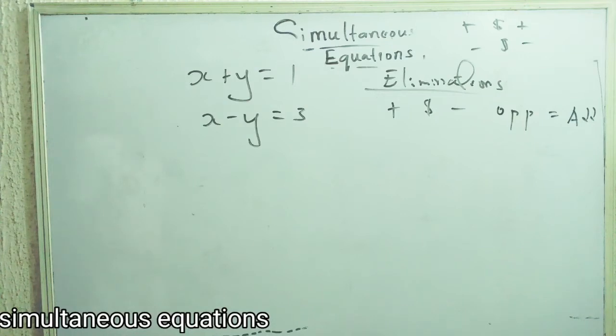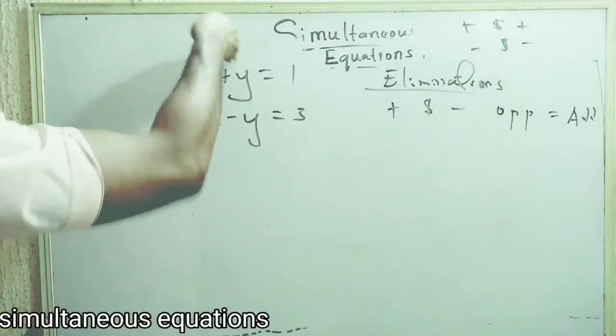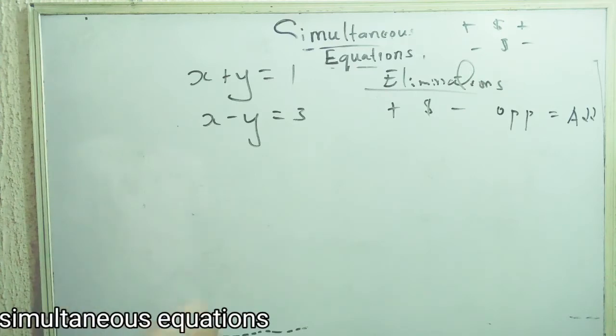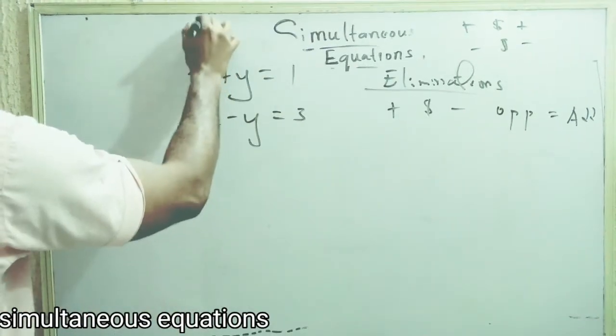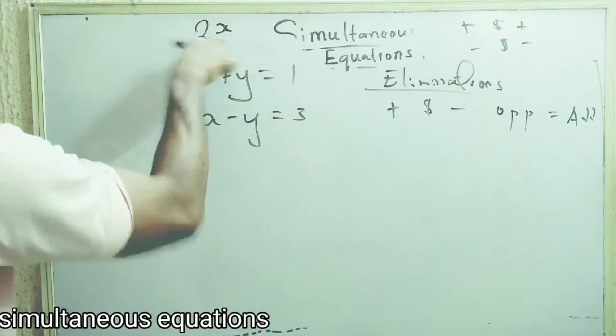That's number one. Two, you must make sure that the coefficient of what you want to eliminate will be the same. The coefficient is the number attached to the variable. For instance, when I write 2x, this 2 is the coefficient of x.